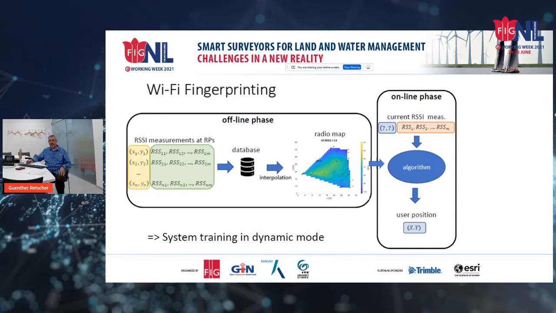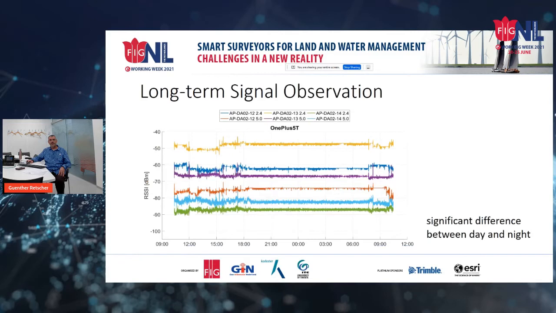That means kinematic measurements. So when we look at signal observation of Wi-Fi signals, you can see here the observation of 6 different Wi-Fi access points or hotspots. And as you can see here, during the day from 10 a.m. in the morning, it's more noisy. There are higher fluctuations than during the night. So this is a 24 hours observation period. So we have a significant difference between day and night.